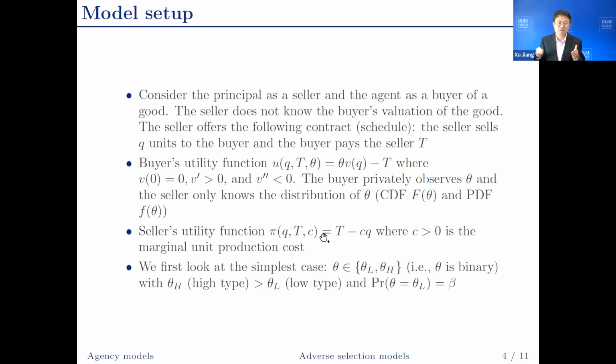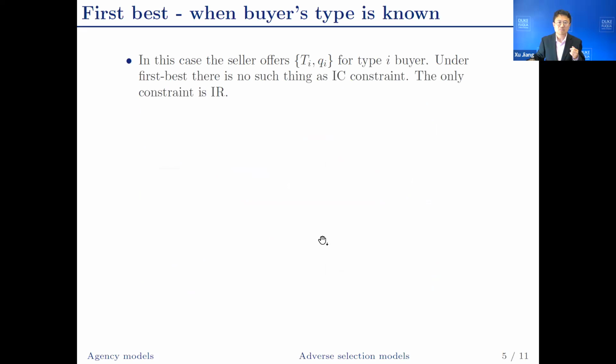We look at the simplest case when theta is binary. Theta can either be theta H or theta L. The prior distribution that theta is theta L is some probability beta from the seller's perspective.